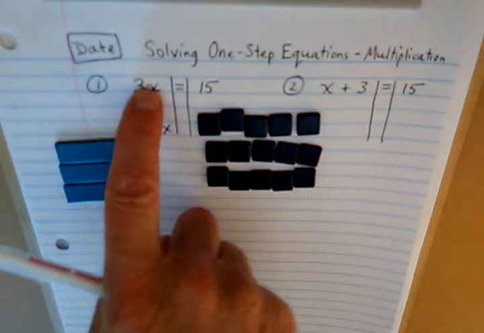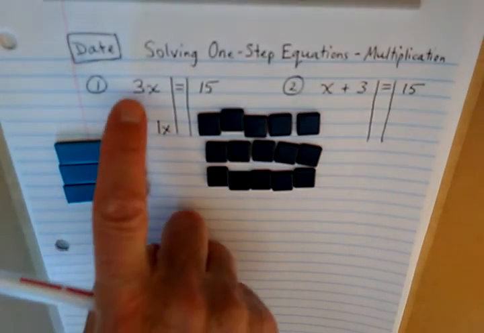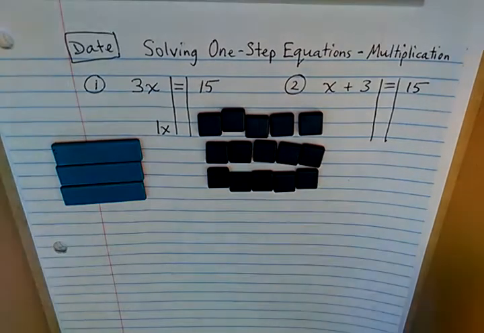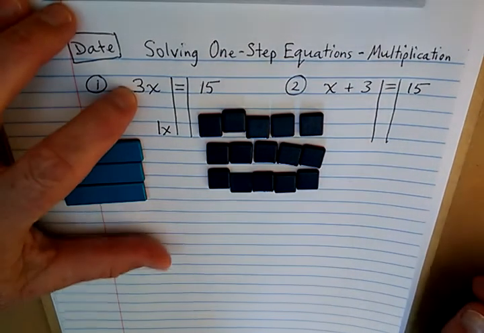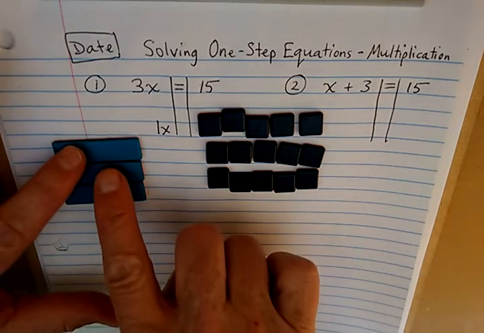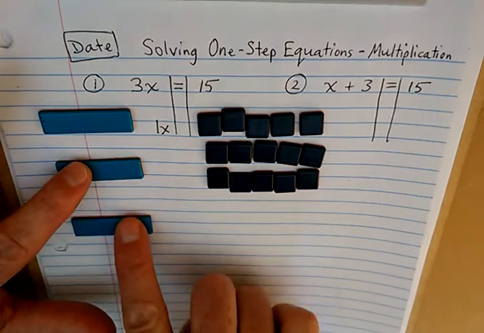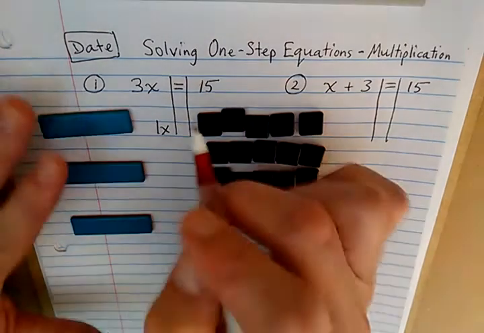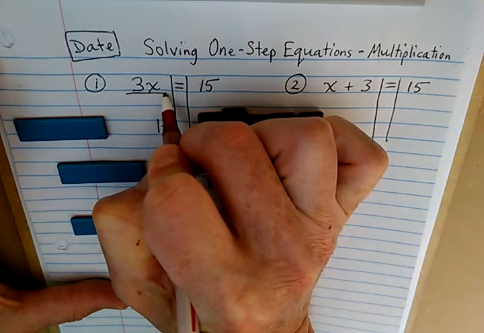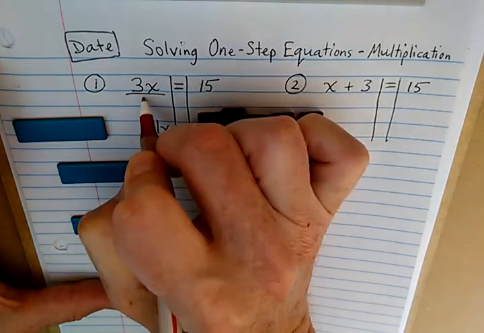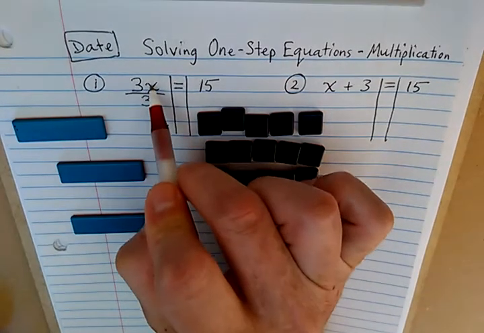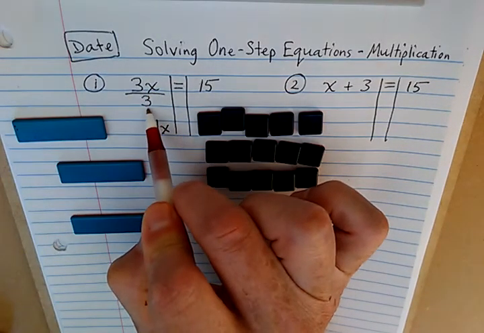So this is 3 times x. If we divide by 3, since we're multiplying by 3, we can just divide by 3. And the reason we do that is because if you divide 3 x's into 3 groups, that means there's going to be 1 x in each group. The way we write it is we draw a line under the 3x, and that's a division line, and we put a 3 there. So this now means 3x divided by 3.